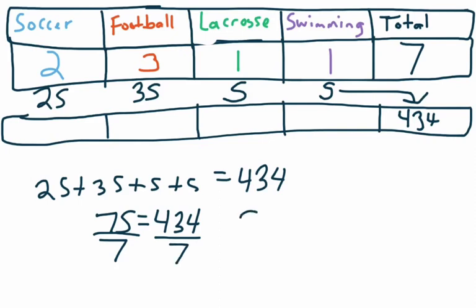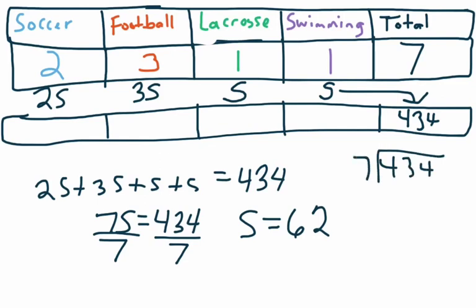So S equals 62 because I'll show you long division just very quickly. 434 divided by 7. 7 can go into 43 6 times. 6 times 7 is 42. You subtract. You have 1. You bring down the 4. 7 goes into 14 2 times. You have 14. You subtract. You have 0. Okay. All right.